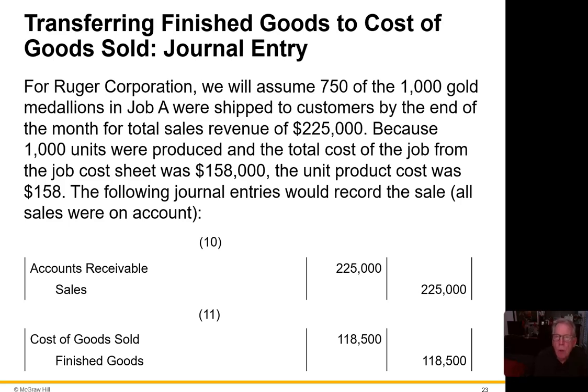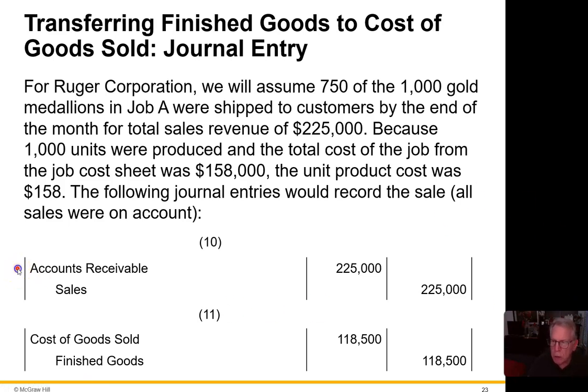Okay, so for Rutger Corporation, we assume that 750 of the 1,000 gold medallions in Job Alpha were shipped to customers by the end of the month for a total revenue of $225,000. Because 1,000 units were produced and the total cost of the job on the cost sheet was $158,000, the unit product cost was $158 per unit. Okay, so the following journal entry is going to record the sale, all of which were done on account.